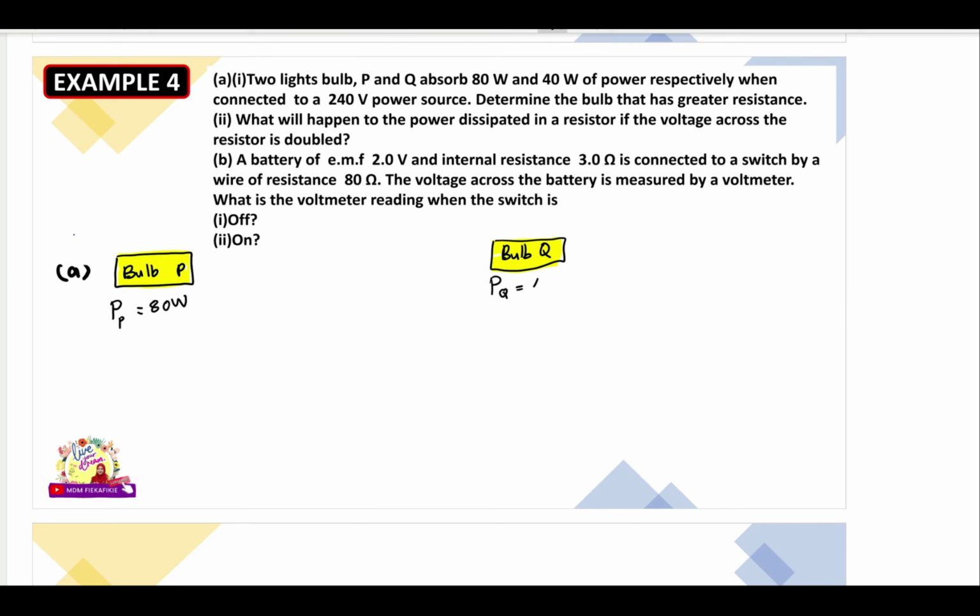A, okay. We have 2 light bulbs, P and Q, where they absorb 80 watt and 40 watt of power respectively, when connected to 240 volt power source. So determine the bulb that has greater resistance. Alright, so kita tulislah. Untuk soalan A ni kita nak mudahkan. Okay, saya akan tulis untuk bulb 1. Kita bulb P lah. Okay, bulb P.